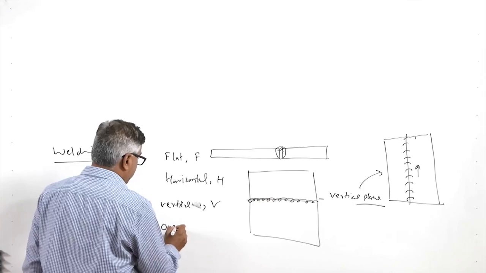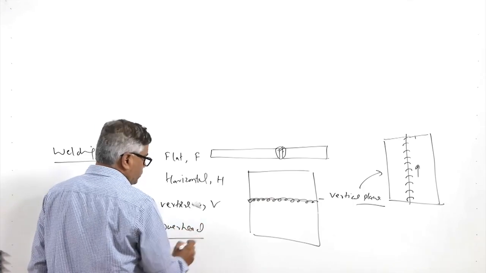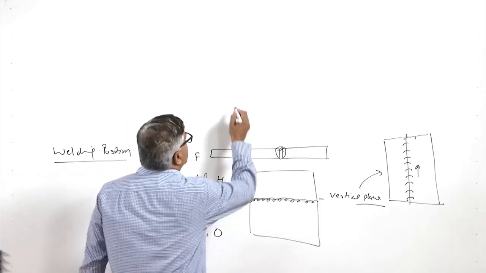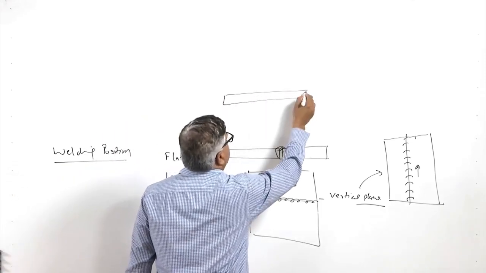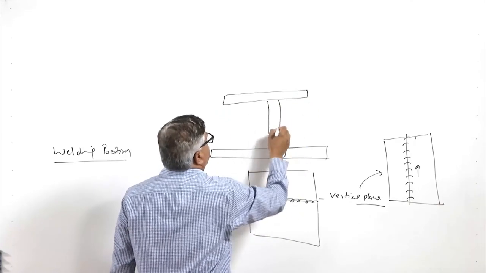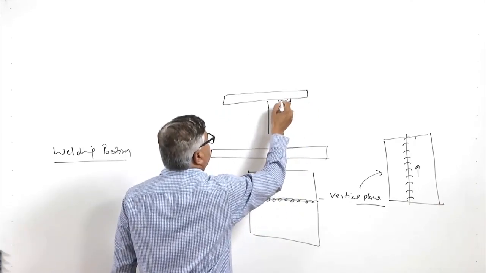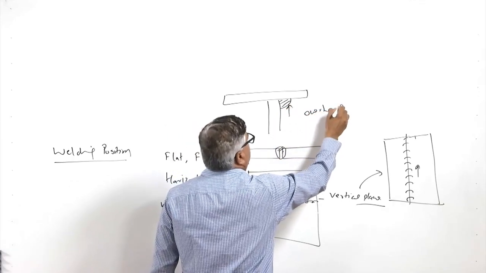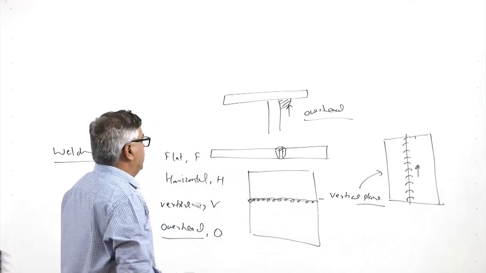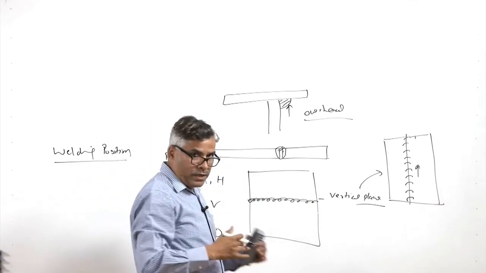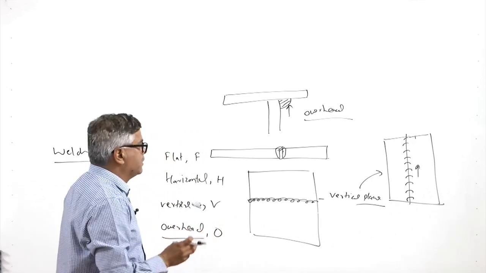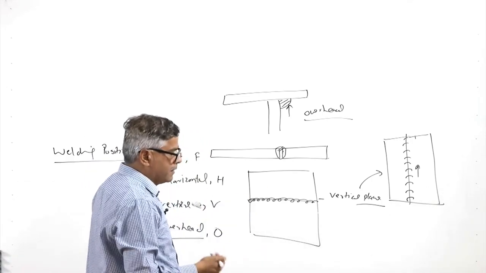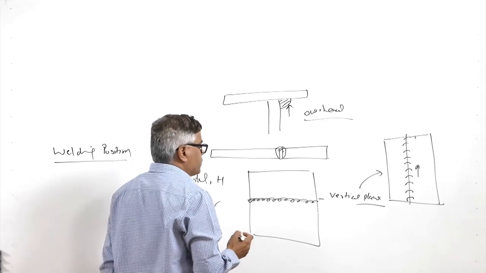And then there is overhead, which is a very difficult position for welding. In this case, this is the top plate, and another joint is to be made in this way by depositing this fillet. This is the overhead position of welding. It is more difficult and requires very close control over the heat input and manipulation of the molten metal, so that it can be placed properly at the place where desired.